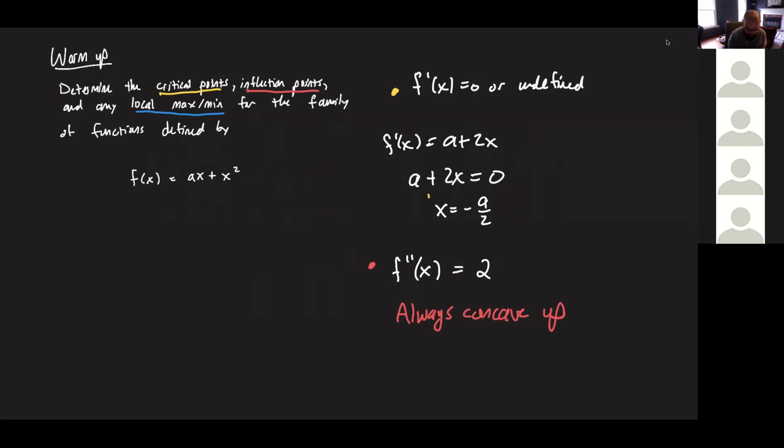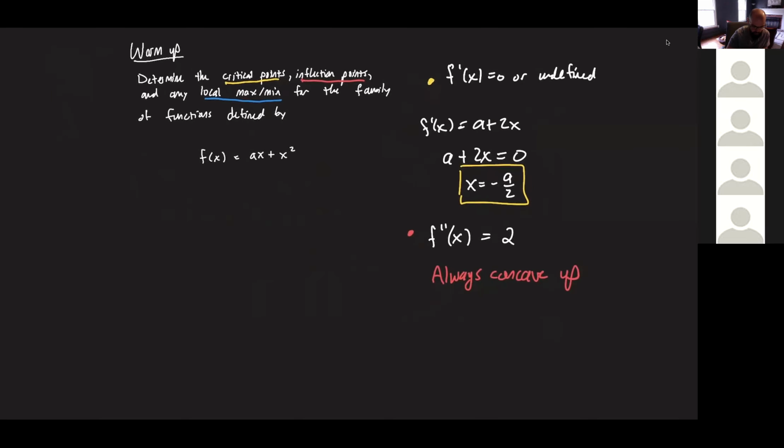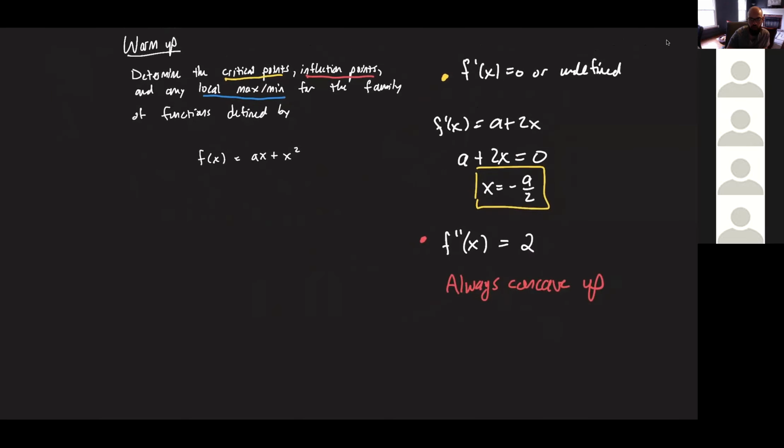Okay, so a couple pieces of information. We have our critical point here, and we know the graph is always concave up. And now what we want to do is figure out what our local max and min values are, so we'll do that down here.